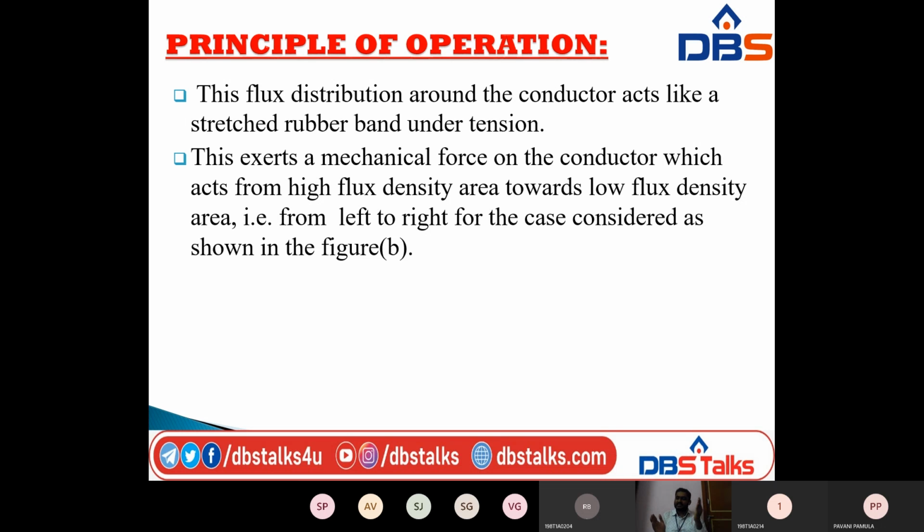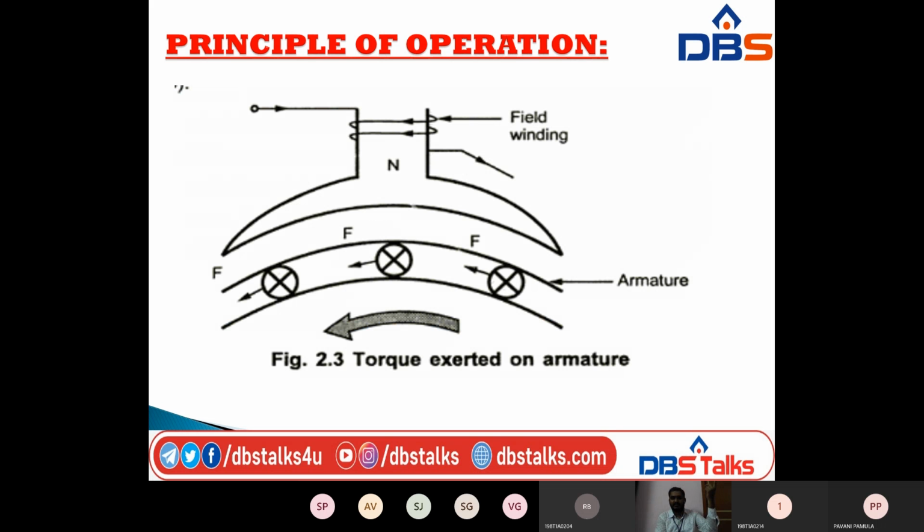On the left side we have the high flux density area, on the right side we have the low flux density area. So the mechanical force on the conductor acts from the high flux density area to the low flux density area, that is from left to right, for the case considered as shown in the figure. This figure gives the torque exerted on the armature, that is the mechanical force. When we stretch a rubber, it forcibly acts on our finger, and we experience some force. That is called a mechanical force, and also a torque. The torque is exerted on the armature.